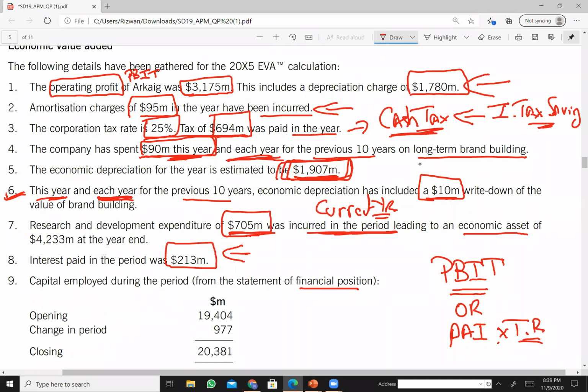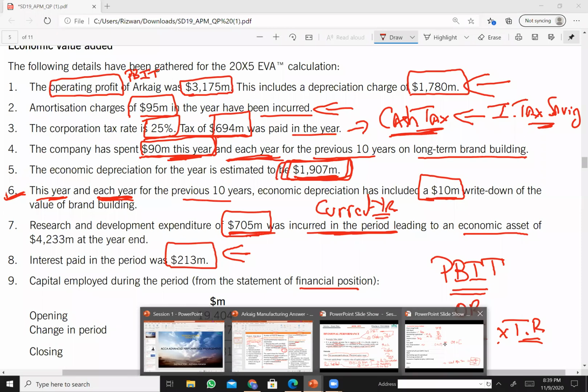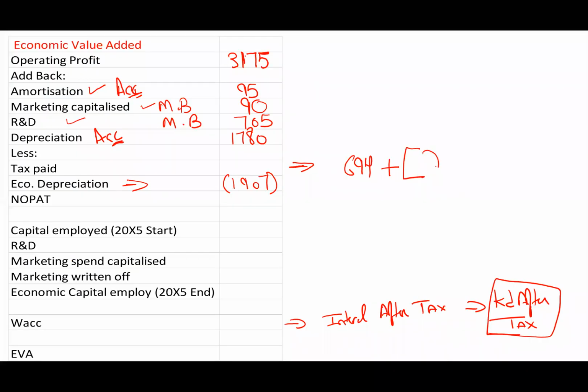Okay, so let's compute the interest on tax saving. 213 multiplied by 25%. If I round off, the figure that I get is 53 approximately. Yeah, 53.